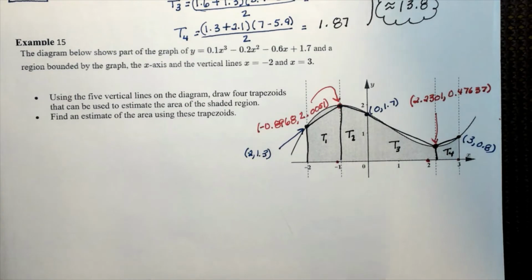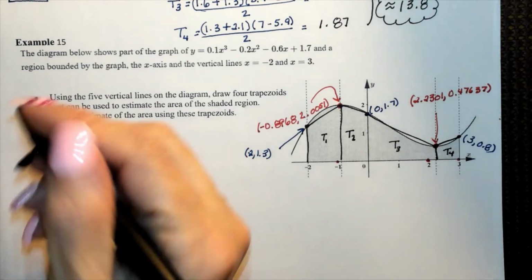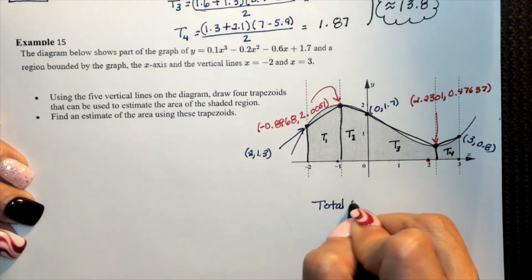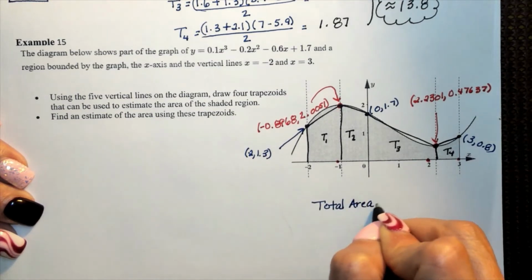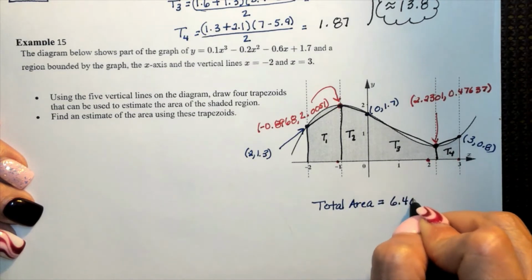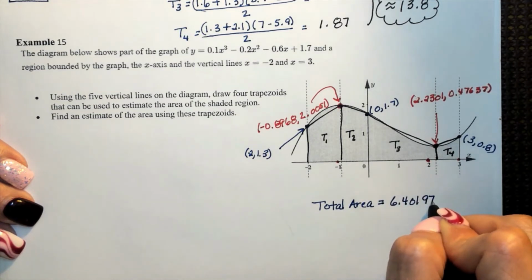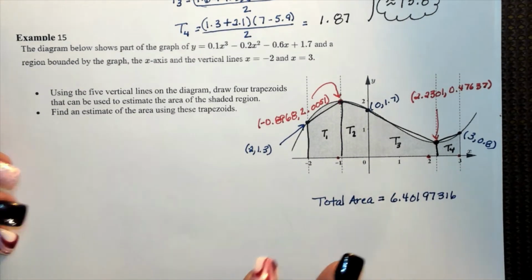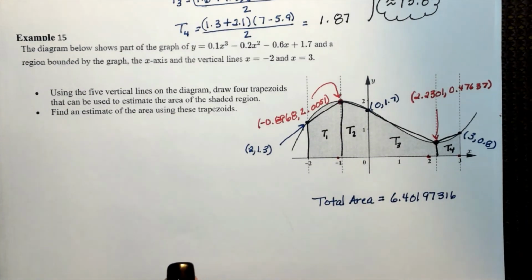All right. Do you think you can do that one? If you want to pause the video, you can. Your number, I'm going to go ahead and give you the total area. I'm going to come over here and say total area, if you did it right, is 6.40197316. This isn't like algebra where you know it's going to be 3 or something like that, and you're like, oh, don't tell me the answer. Yeah, there's no way you would get that out of that.